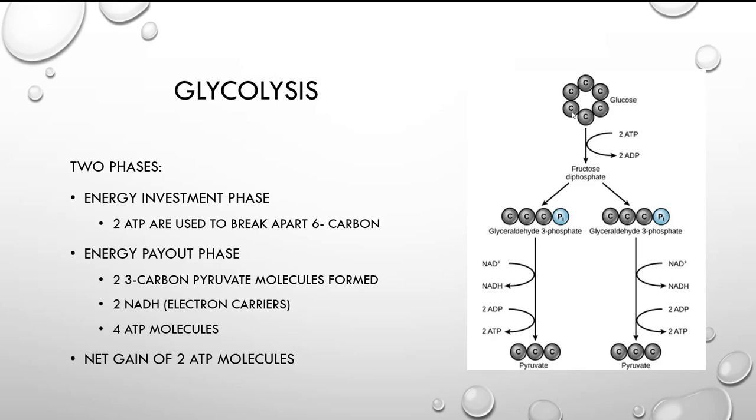So here's glucose. Remember, glucose is 6 carbons, so you can think of it like a 6-carbon ring. We have to add 2 ATP in order to break this molecule apart. By adding the 2 ATP, we break it apart into two 3-carbon chains. So now we went from a 6-carbon glucose to two 3-carbon chains.